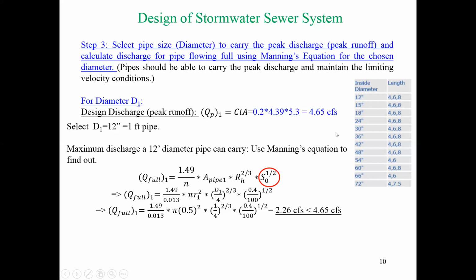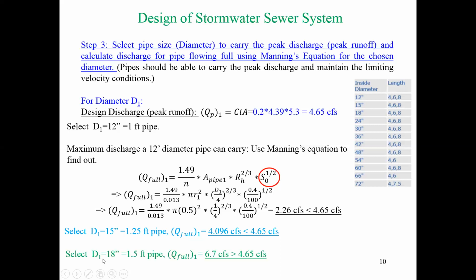So the next one is 15-inch. Let's calculate with that one. For 15-inch we got 4.096. Again, that is not working. So the next one is 18-inch. For 18-inch, we got 6.7 cubic feet per second, which is greater than 4.65. So yes, this pipe can work, hopefully. This pipe satisfies the first condition: it should be able to carry the peak discharge.